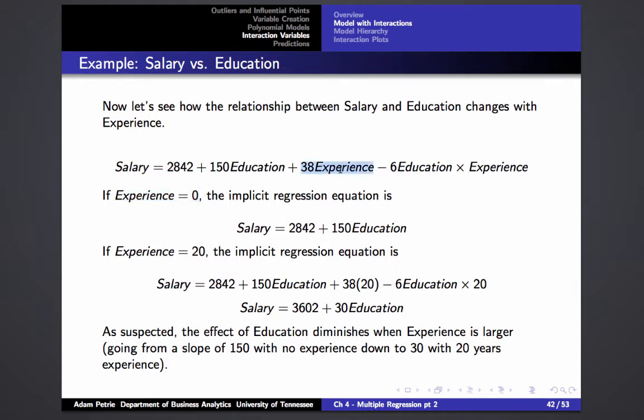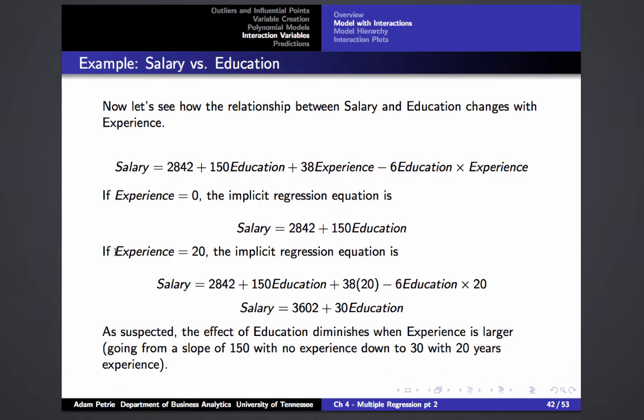Okay, well, plugging in experience equals 0 here and here, these two terms go away because they're just zeros. And my implicit regression equation is that salary is 2842 plus 150 times education. And so the implication is that two individuals that differ in education by 1 year, but whose experience levels are 0, are expected to differ in salary by $150, the more educated person having the higher salary.